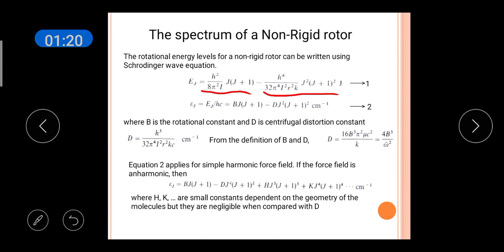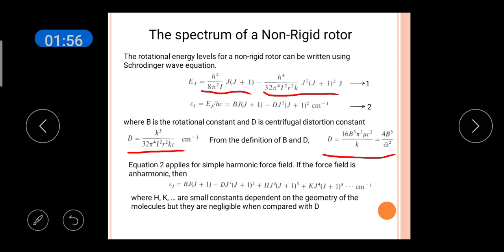Here, B is the rotational constant as you have used in the previous class, and D is the centrifugal distortion constant, which is given as D is equal to h cube divided by 32 pi power 4 I square r square kc. From the definition of B and D, we can write D in terms of B as D is equal to 4B cube divided by omega bar square. Now, equation 2 applies for a simple harmonic force field due to the centrifugal stretching.